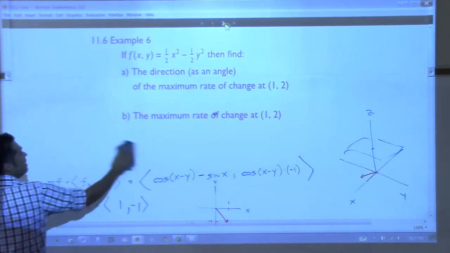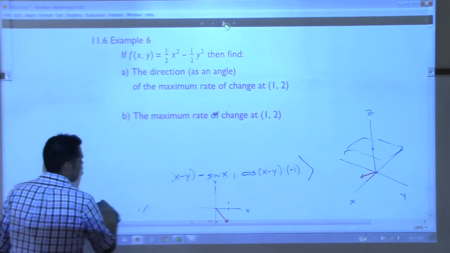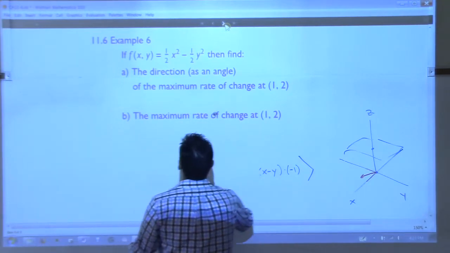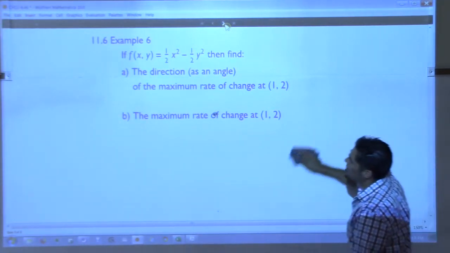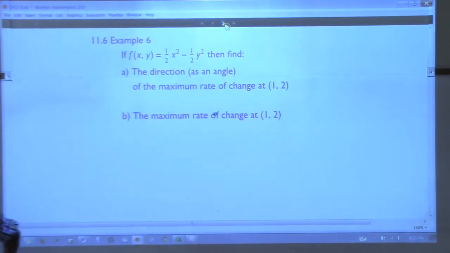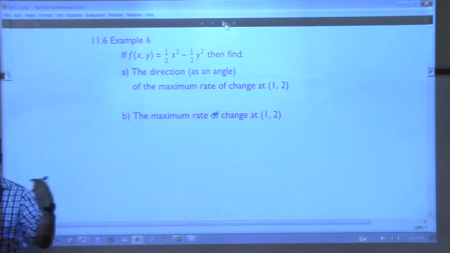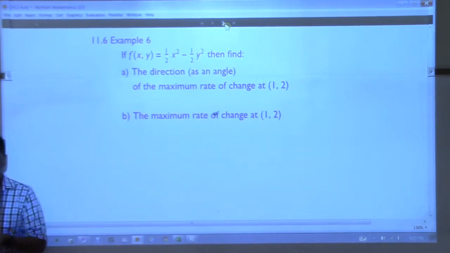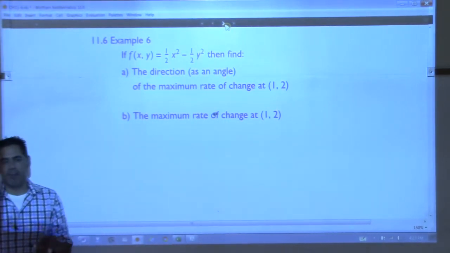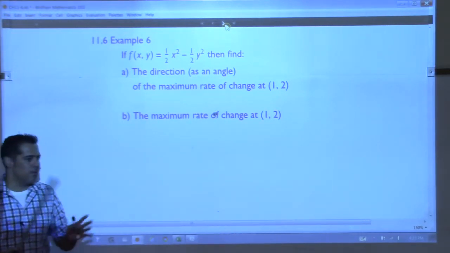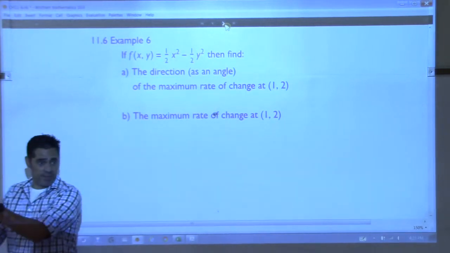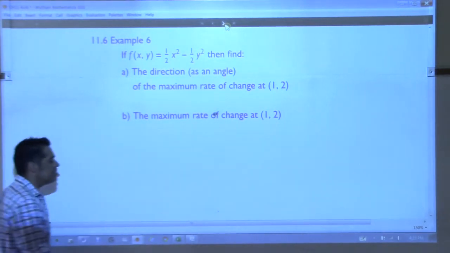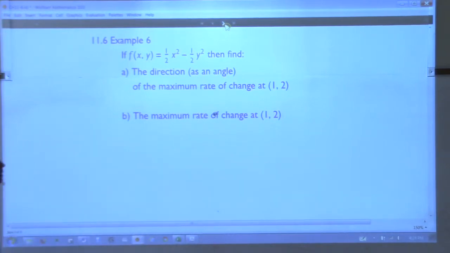Same idea here, right? Same two questions, although part A is not asking, oh no, it does ask for an angle. So let's do this one. If you take a step back and look, the beginning of the section was: take me to a point on the surface, point me in a direction, tell me the steepness. Great, that's fun, but who cares? What's really important is: take me to a point on the surface, tell me which way to point so it's the steepest. This is the more important topic here.